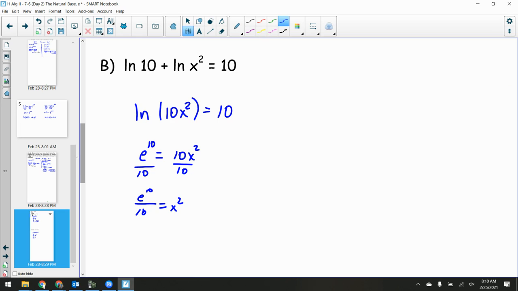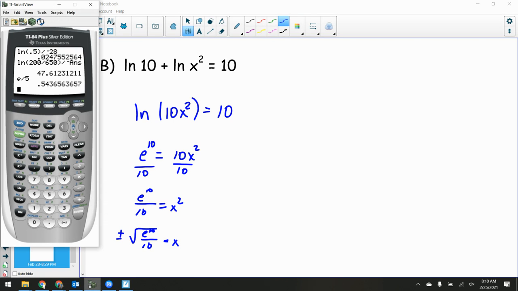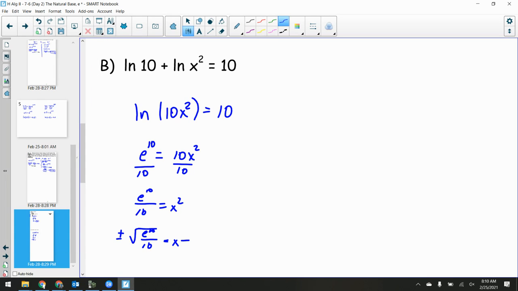And I can just take the square root of that. I would have to say plus or minus the square root of e to the 10th over 10. Let's figure out what that is. I'm going to take e to the 10th, divide that by 10, and then take the square root of that, and I'm going to get 46.93. So x is equal to plus or minus 46.93.